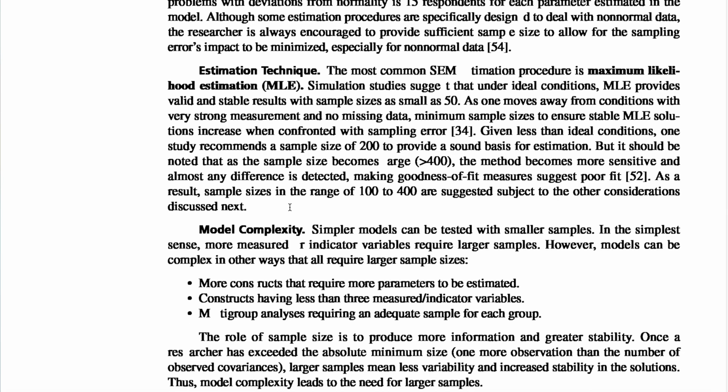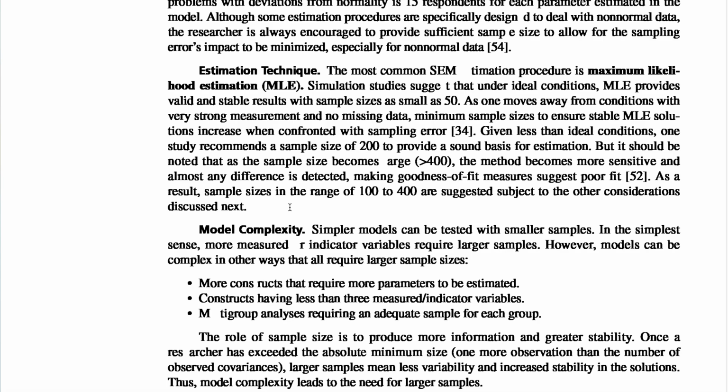Estimation technique. The most common structural equation modeling estimation process is maximum likelihood estimation. Simulation studies suggest that under ideal conditions, MLE, that is the maximum likelihood estimation, provides valid and stable results with sample sizes as small as 50. As one moves away from ideal conditions, the problems increase when confronted with the sampling errors.